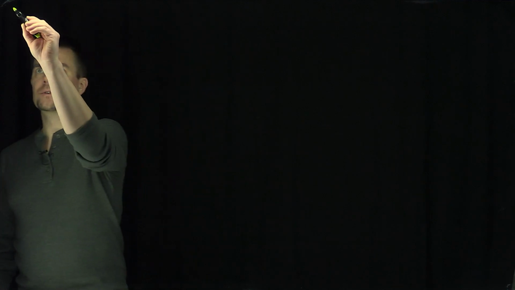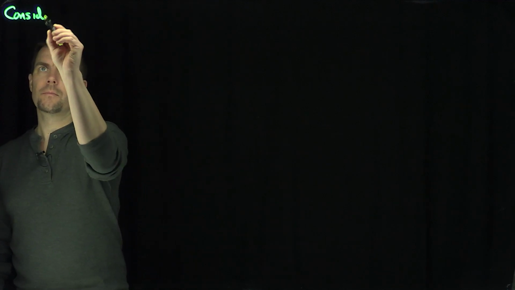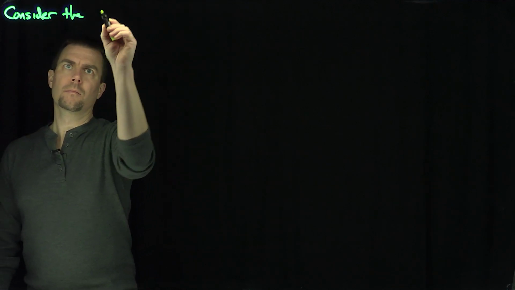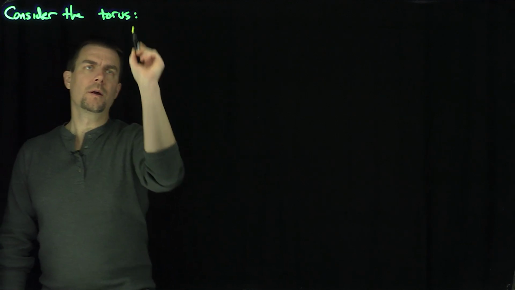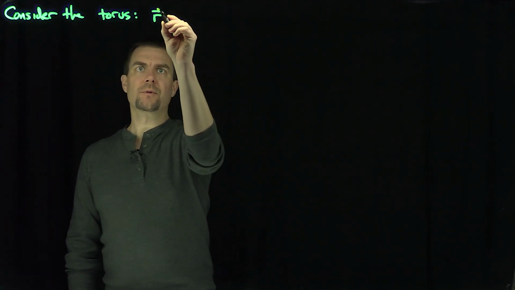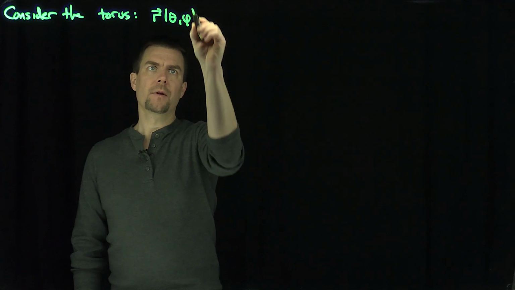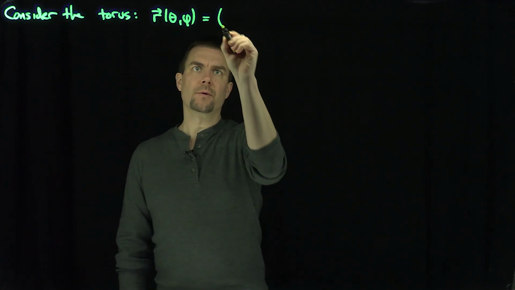Hello students, in this video we'll compute the Gaussian curvature of a torus. Let's consider the torus. The torus is parameterized as follows. It's parameterized by r of theta and phi. I'm going to put in the arclength parameter in terms of my rotation curve over here.